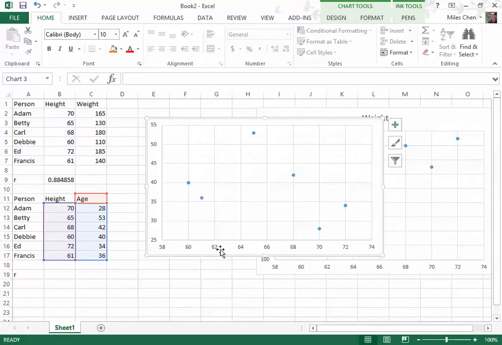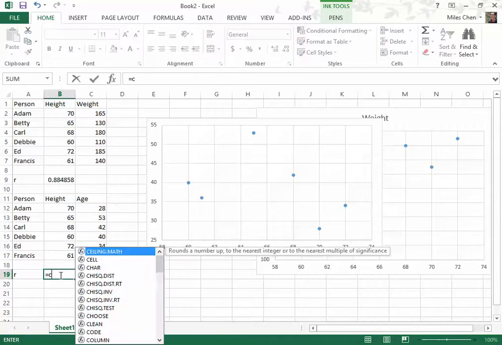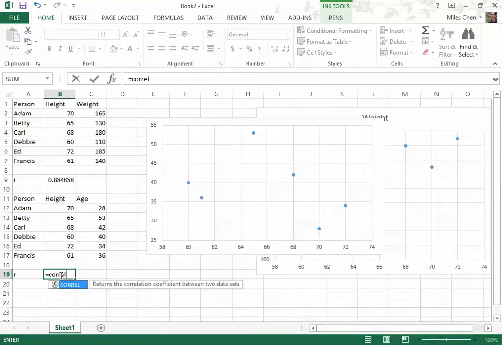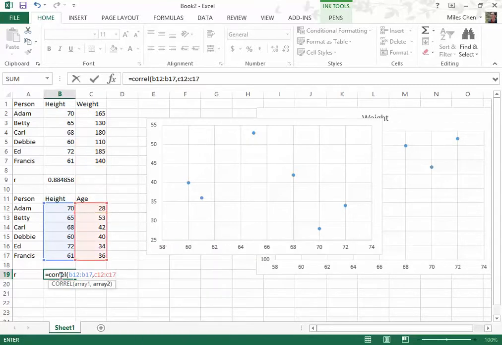Probably not exactly 0, but we'll see something negative, but small, right? So let's do this. What would I enter here? I would say equals CORREL for correlation, parentheses, and where would my first array go? B12 colon B17, very good. And then C12 to C17. And you can see the boxes form around it.